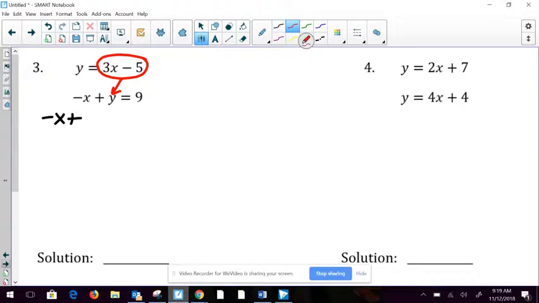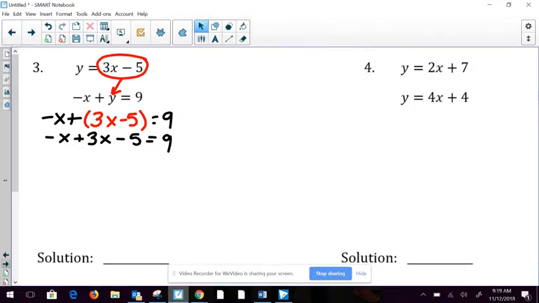Whenever you substitute something into an equation, you usually would use parentheses when it's something this large. So instead of saying y, I'm going to say that entire expression, 3x minus 5, and that is equal to 9. Well, in this case, there's no number outside it, so I can just rewrite this as negative x plus 3x minus 5 is equal to 9.